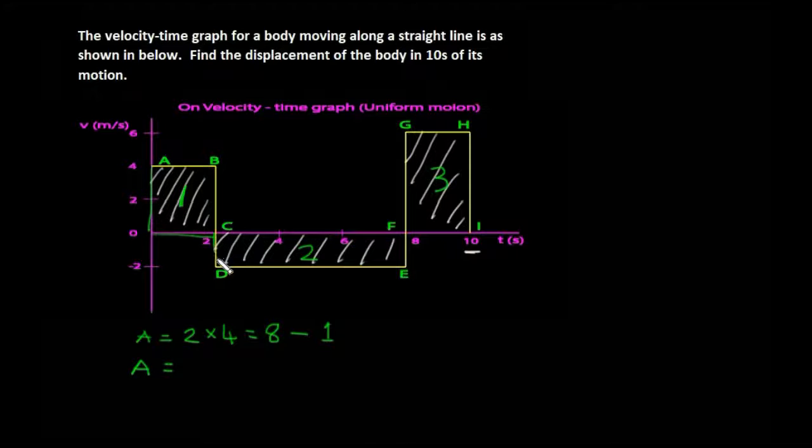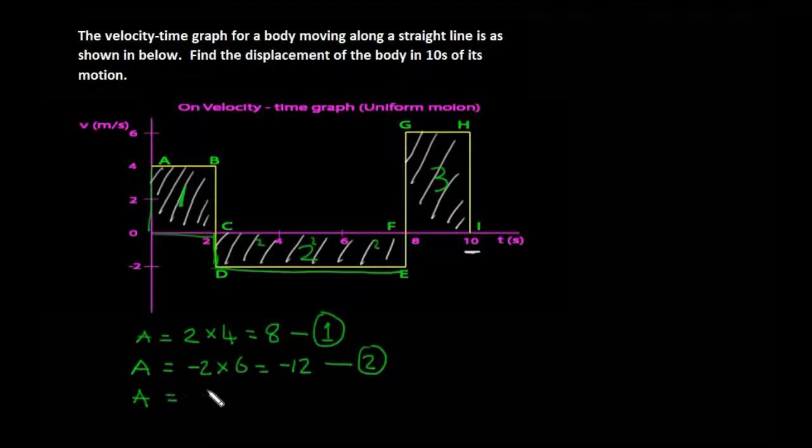We have the height of this rectangle, which is minus 2. It's very important to take this as minus 2, multiplied by the base of this rectangle, and the base is 2 over here, 2 over here and 2. That is 2 plus 2 plus 2, 6, which is equal to minus 12. I'll explain to you later how this minus 12 affects the total displacement.